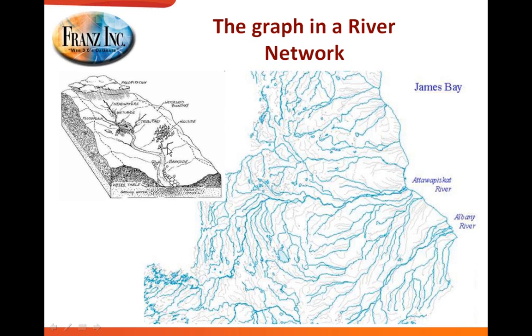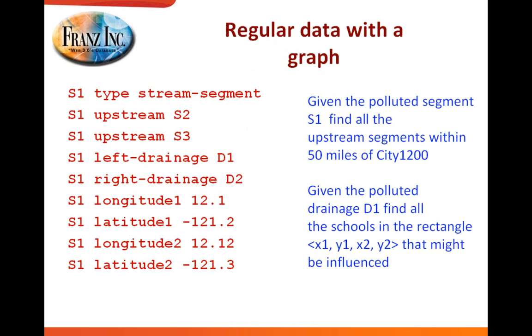Yeah? And so here's a somewhat bigger network, and the network that we are working with in British Columbia has about 6 million different river segments. The data is actually very regular, so you have triples in the form of there's a stream of type stream segment where S1 has an upstream S2 and S1 has an upstream S3, but the same S1 also has a left drainage and a right drainage. And for simplicity's sake, we don't represent the whole line, but we just give the beginning and the end of the line.